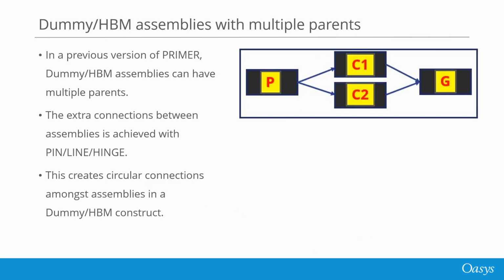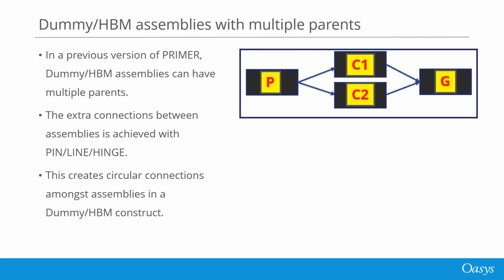In a previous version of Oasys Primer, we had relaxed the rules for the dummies or HBM constructs to allow a child assembly to be connected with more than one parent assembly. In the image shown here, a parent has two children C1 and C2, which is just a normal dummy or HBM construct. However, a grandchild G has two parents C1 and C2. This means all the C1, C2, and G must be treated as a composite rigid body that rotates about a node on parent P and must not be allowed to move independently.